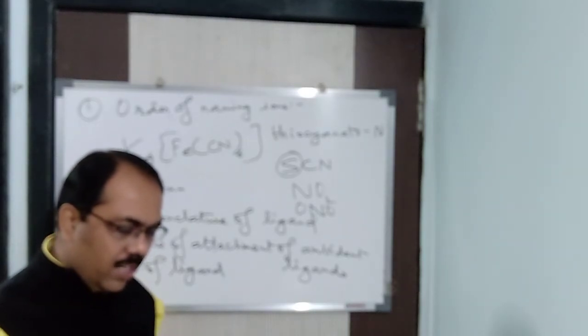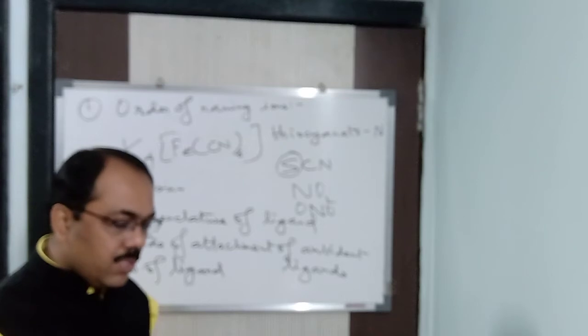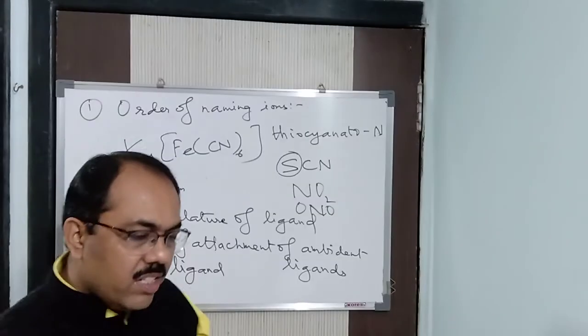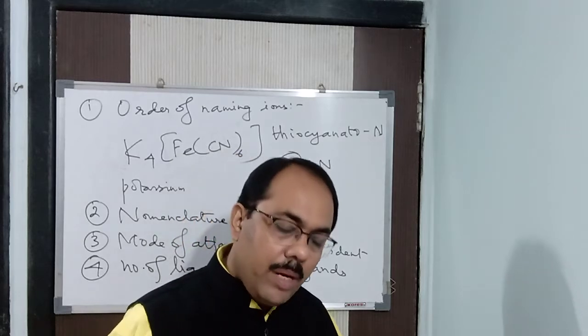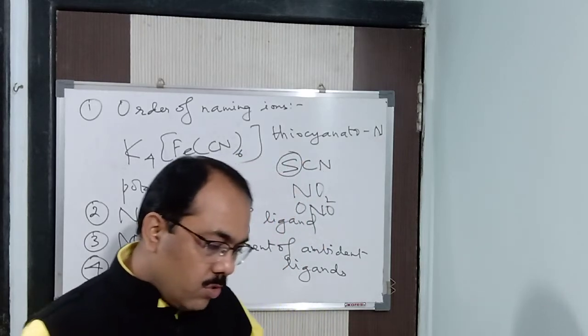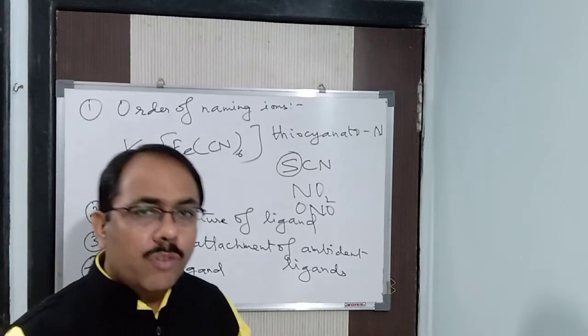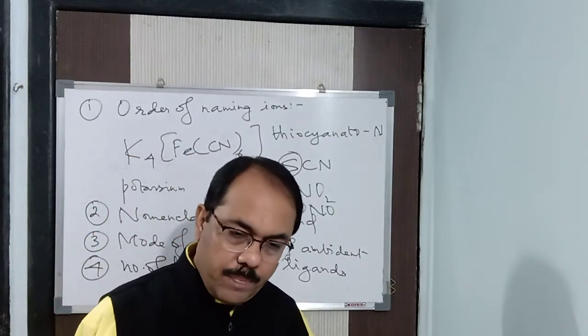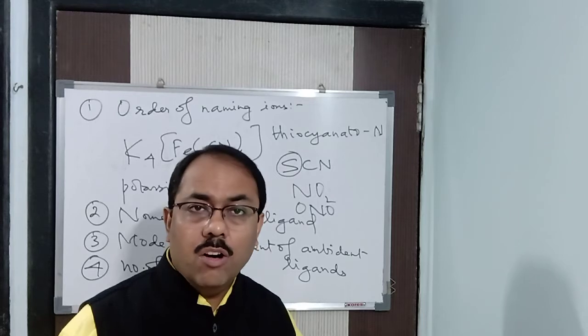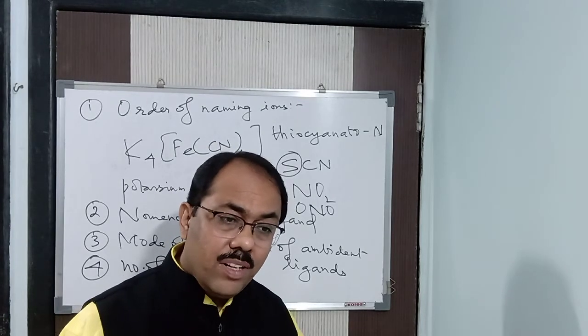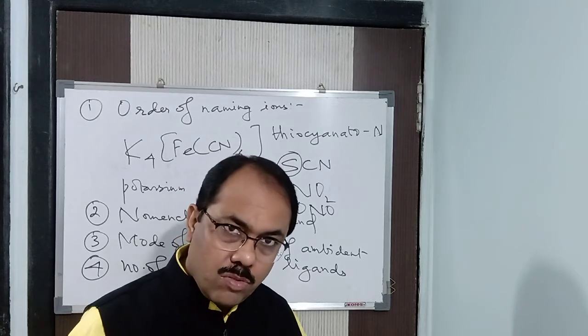If it is 6 times, then hexa, 5 times penta, 4 times tetra. In this way, before writing the name of the ligand, this numerical prefix, that is di, tri, tetra, penta, hexa, has to be used. We can also use, at certain times, bis, tris, tetrakis. Got it? Instead of di or tri, I can say bis, tris. Instead of tetra, I can say tetrakis also.